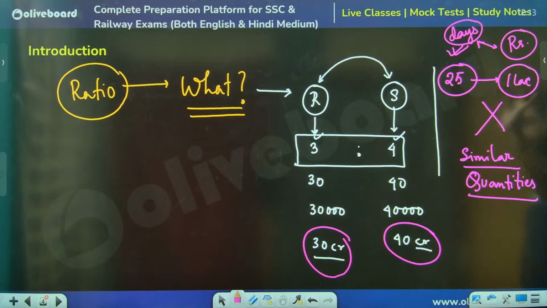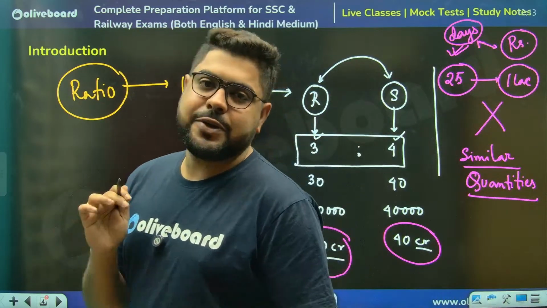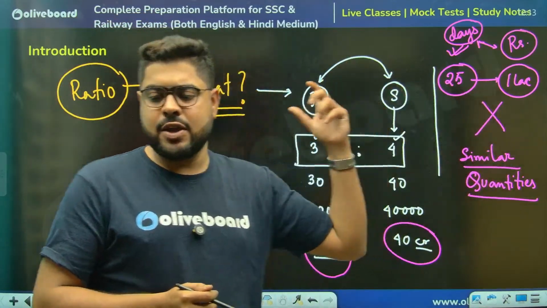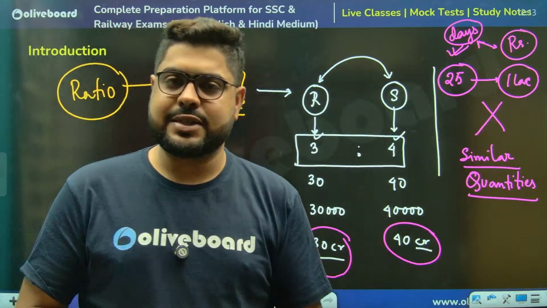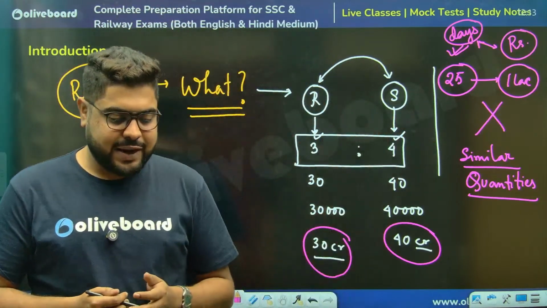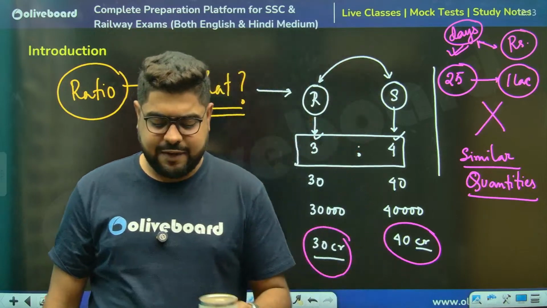This is the basic that you need to understand. You cannot take a ratio between two quantities which are not similar to each other. That is absolutely not done. Clear, everyone? Everybody clear?